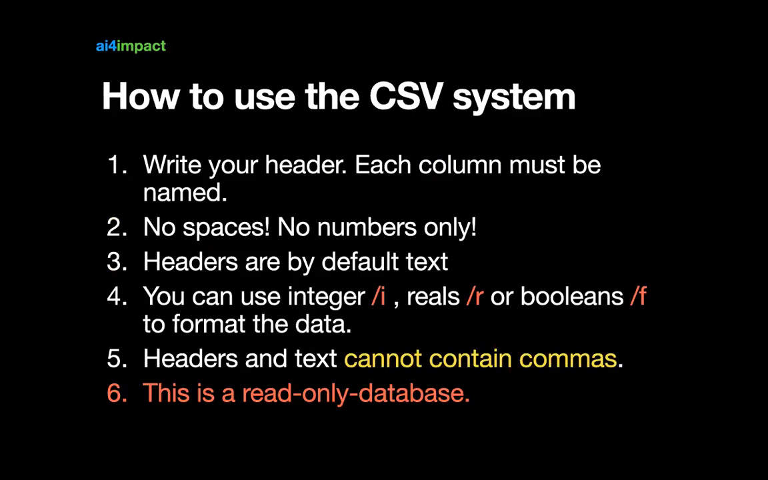Unfortunately, this is supposed to come in one by one, but it somehow comes in all in one big lump. Anyway, first of all, you write your own header for the CSV, and each header represents a column. You must name the columns with no spaces and no numbers only. So you can have numbers, but not completely numbers. You can have, let's say, 1, 2, 3, A, B, C. That's fine, but you can't have 1, 2, 3. That's illegal. The format for each column is by default text, but there can also be other formats like integers, reals, booleans, and so on to format the data. I'll show you some of this shortly.